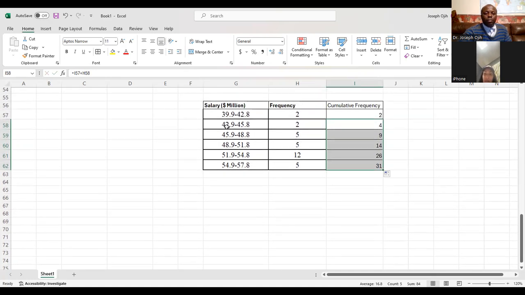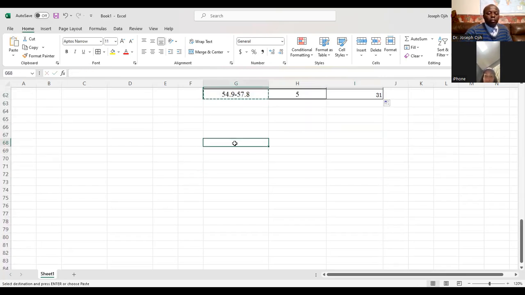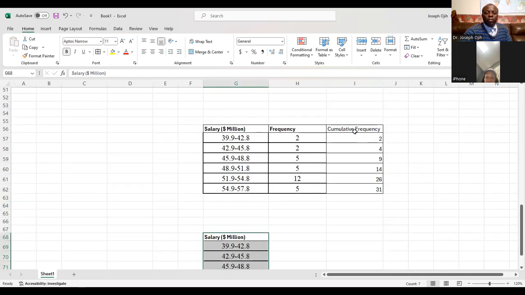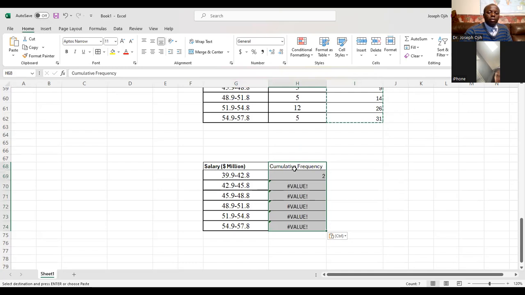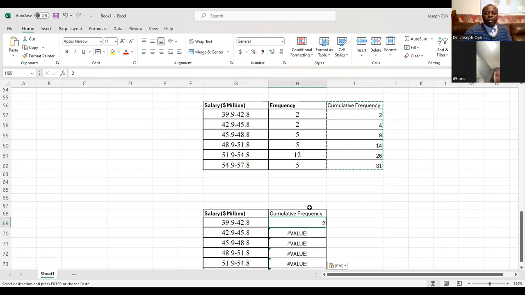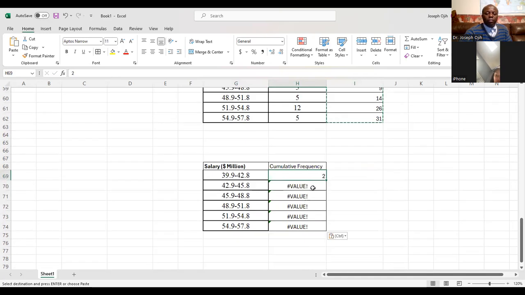So I can just put this here, put this one down here. Then put the cumulative frequency down beside it. Control V. Excuse me. It doesn't want to show. Okay, so I'm gonna type it in, because when I copy it from here and paste it here, I didn't get this part. That's why it's giving me these wrong values.